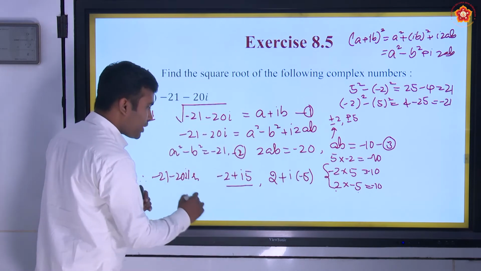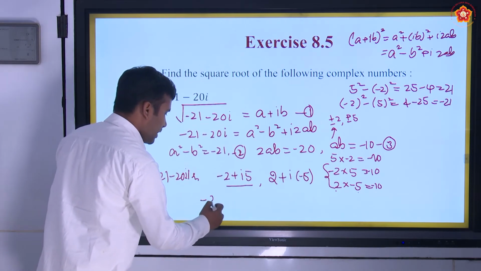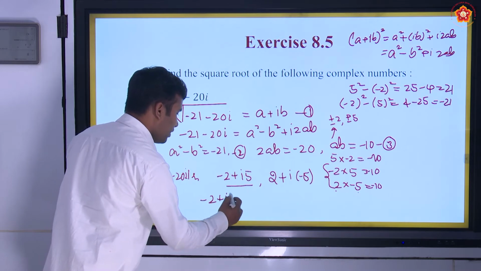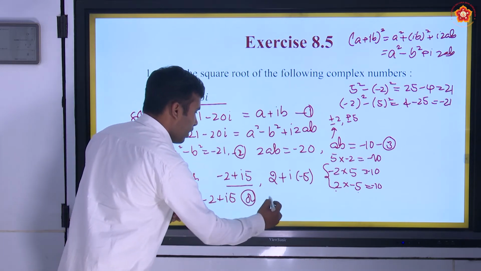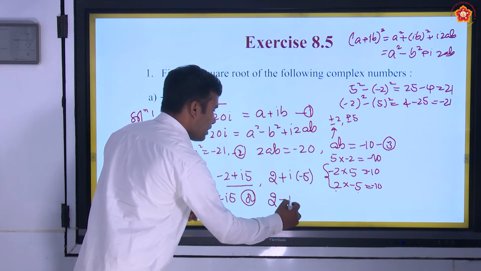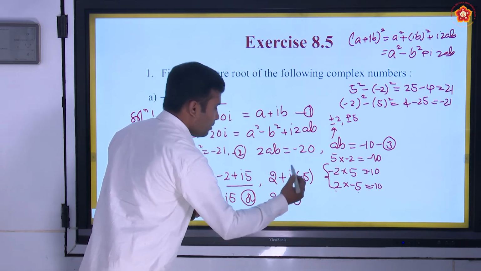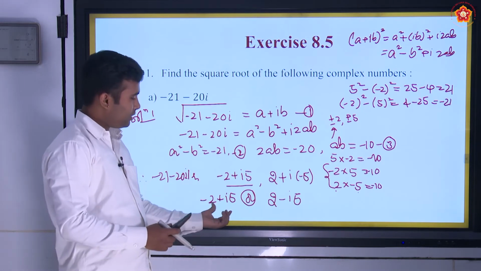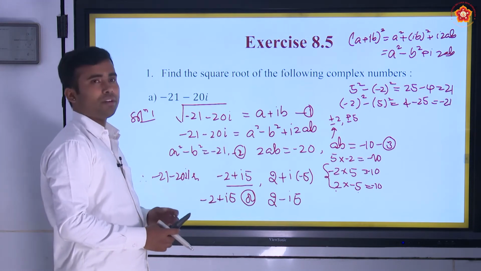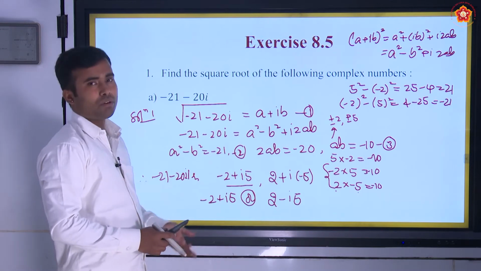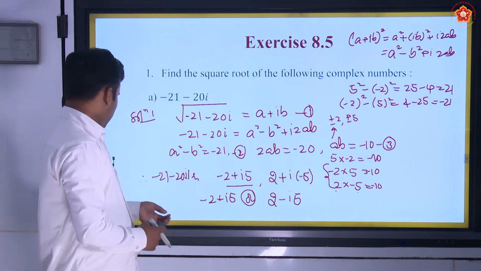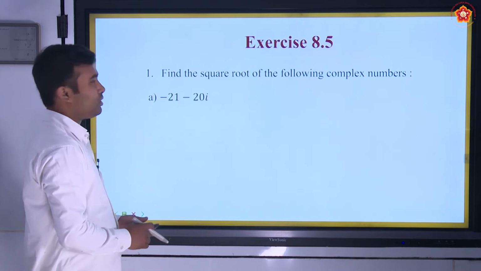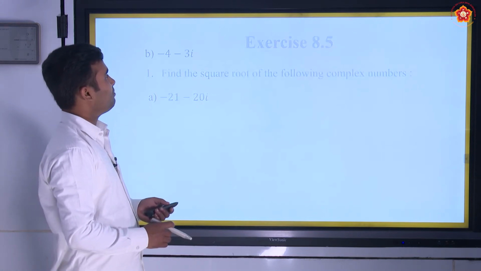Therefore, the square root of the given complex number is minus 2 plus 5i or 2 minus 5i. So these are the two, the required solution for the given problem, which gives the square root of a given complex number. Similarly, we can solve other problems as well.